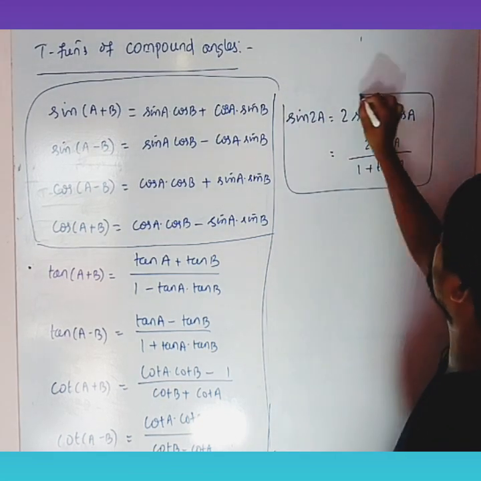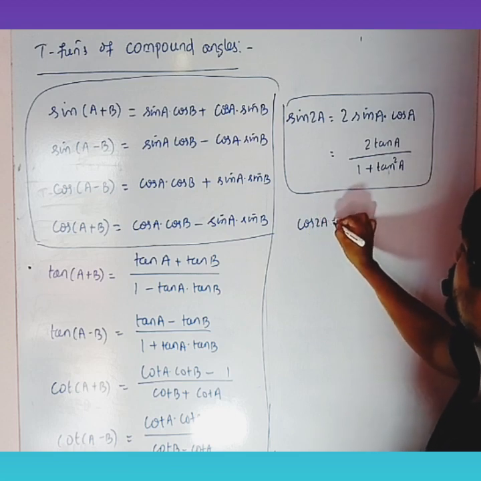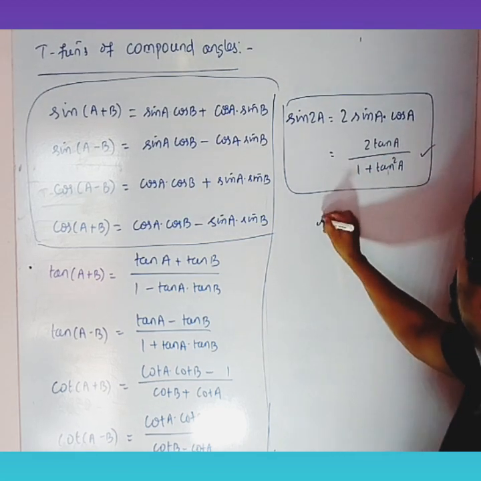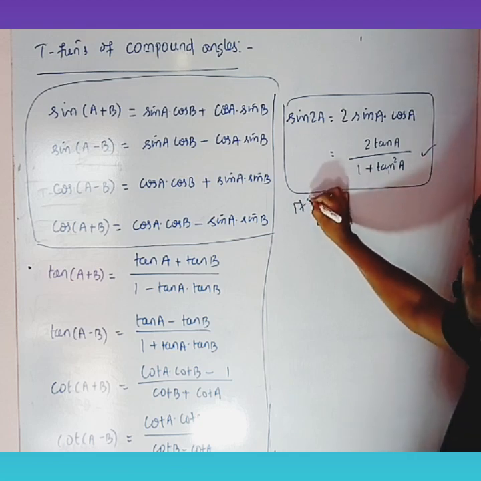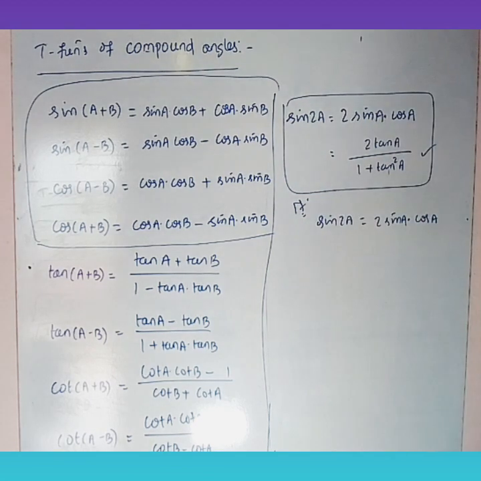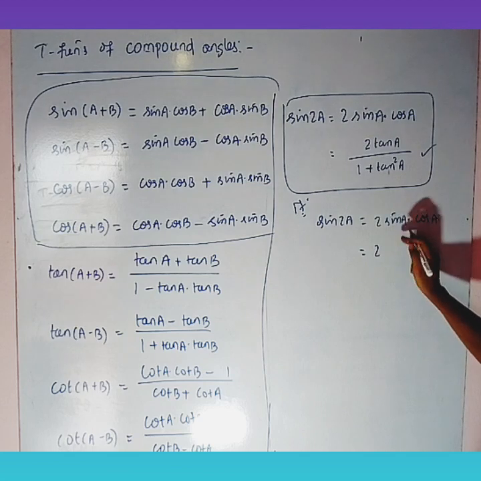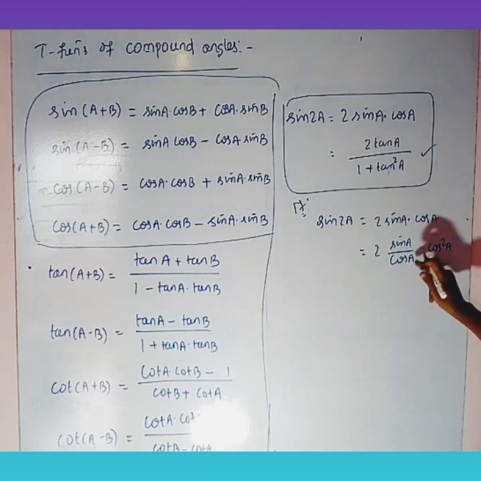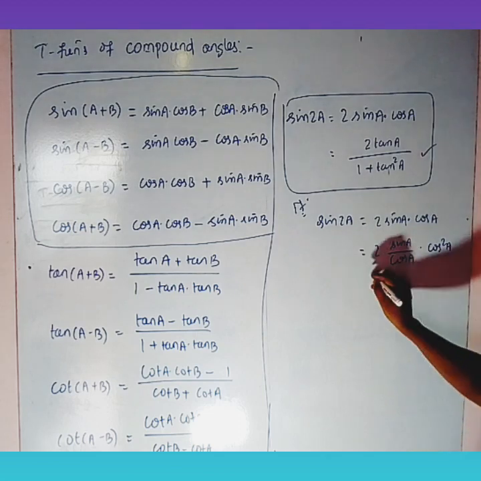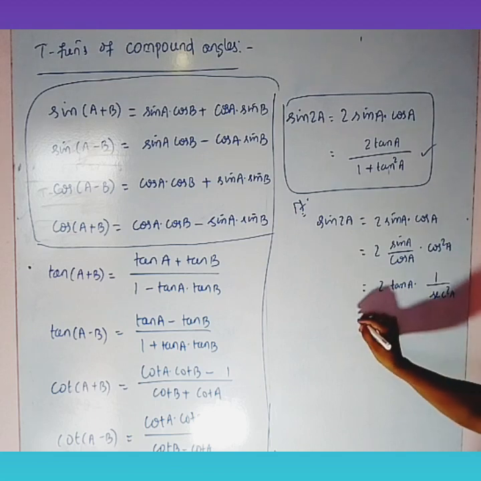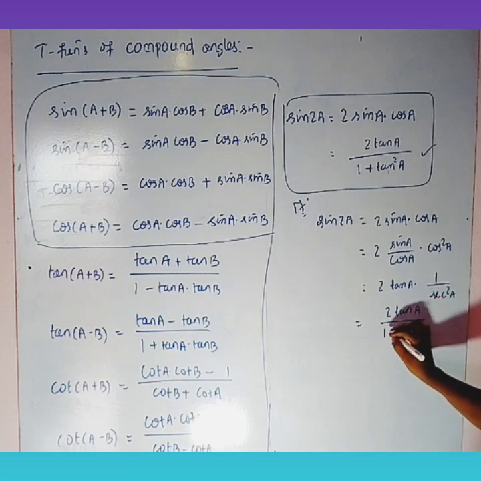Similarly, formula for cos 2A. We can also prove it. The second one, we can prove by using sin 2A. We know the formula for sin 2A is 2 sin A into cos A, simply by putting A in place of B. Now, to reduce it to tan form, we have to divide by cos A, that is sin A by cos A into cos square A. Now I have to multiply again by cos A to balance this term. Now we can write 2 tan A. Again cos square A is 1 by sec square A. So we can write 2 tan A by 1 plus tan square A.